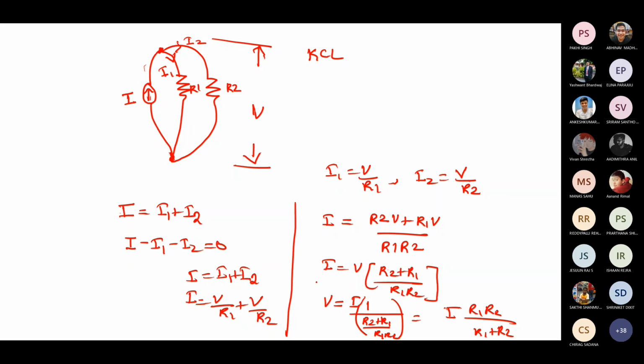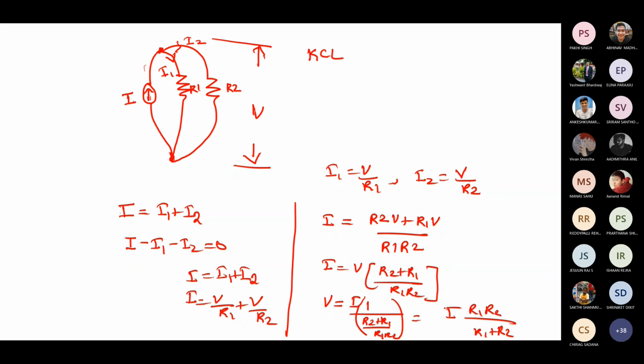This is one way of writing. What we can say is V is equal to IR. So two resistors connected in parallel means you can take that equivalent resistance as R1 R2 divided by R1 plus R2. Okay, students. But now my question is, if I have n number of resistors, say 3 resistors, connected in parallel.